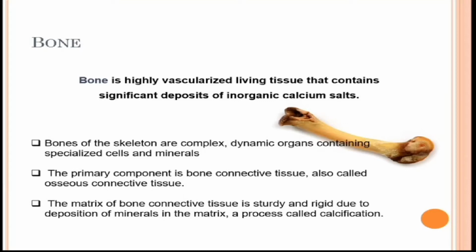Starting with the definition, bone is a highly vascularized living tissue that contains significant deposits of inorganic calcium salts. Like I said, the bones are calcified tissues, so the body deposits a high concentration of calcium carbonate in already existing cartilage, which becomes stiffened and helps in locomotion and skeletal support.